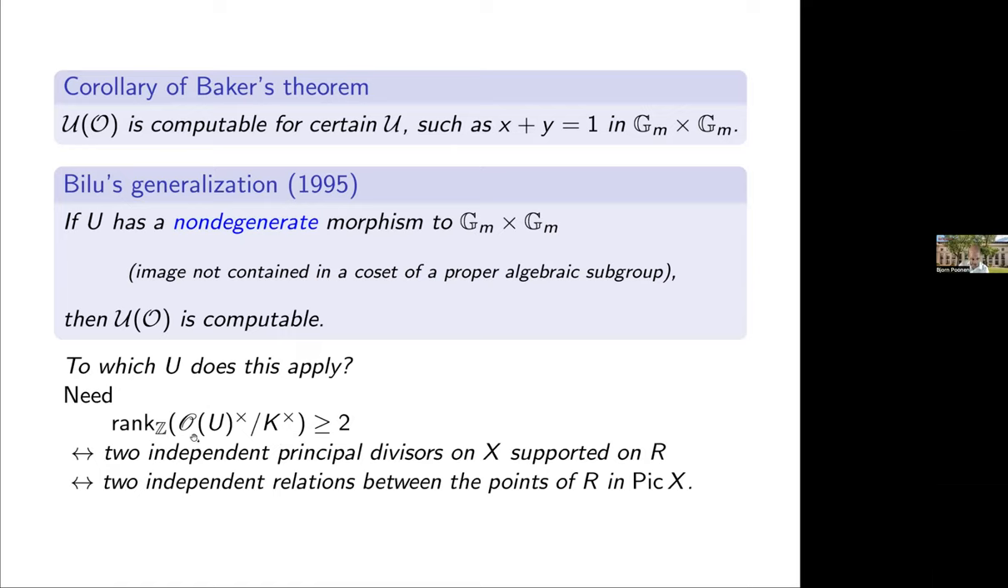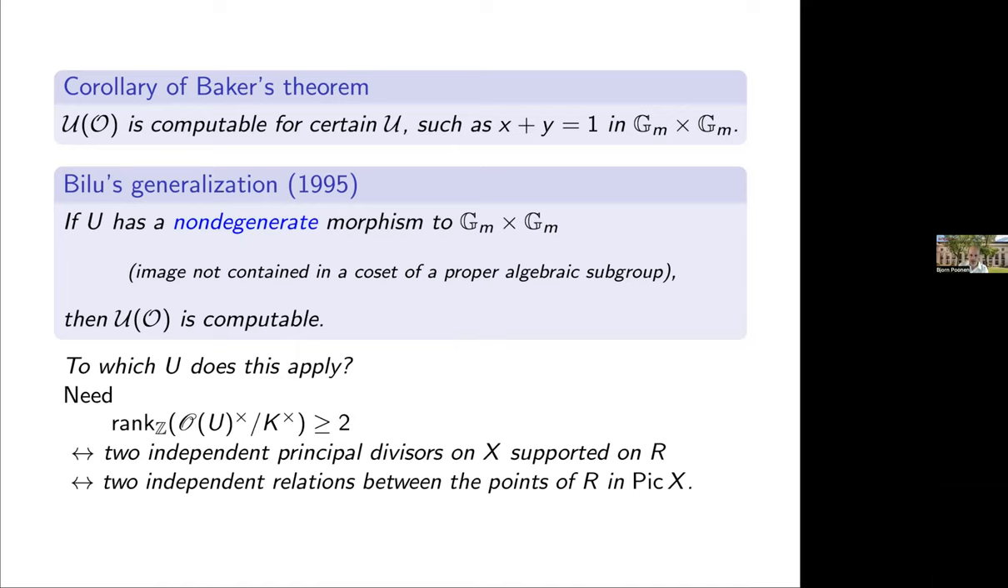Another way of saying that is, if you take the group of invertible functions on U and quotient out by the scalar functions, then that finitely generated group should have rank at least two. If you think about the divisors of these two independent functions, to say that you have those two independent functions is the same as saying that you have two independent principal divisors. These functions are not supposed to have zeros or poles on U, so all the zeros and poles are going to be in the complement, in the set of punctures R. So this condition is the same as saying that you have two independent principal divisors on the projective curve X that are supported on that finite set of points R.